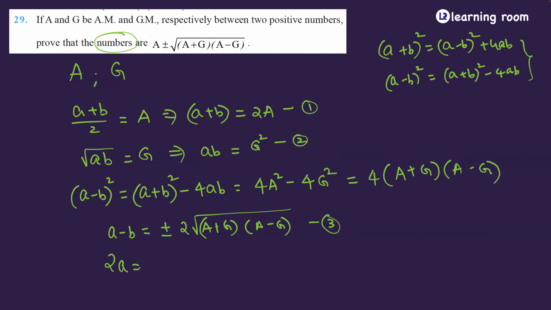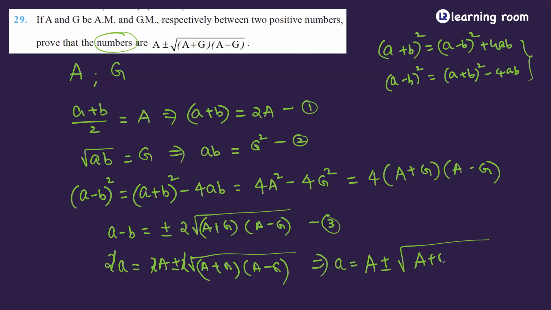2 times a is equal to, see, left hand side a plus b plus a minus b, b gets cancelled. 2 small a is equal to 2 times capital A plus or minus 2 root of (A plus G) into (A minus G). So 2, 2 and 2 are gone. So small a is equal to how much? A plus or minus root of (A plus G) into (A minus G), where you can take small a to be plus and small b to be having minus. That's it.